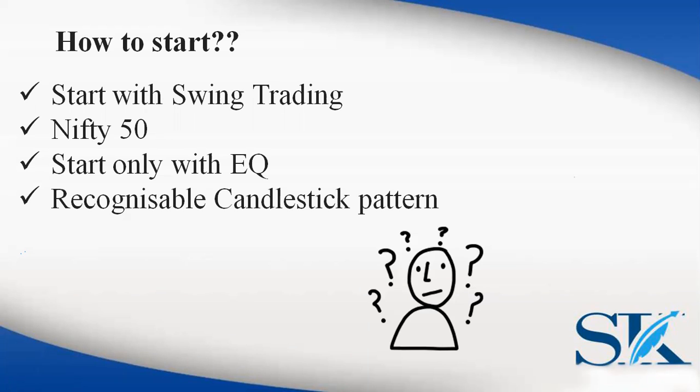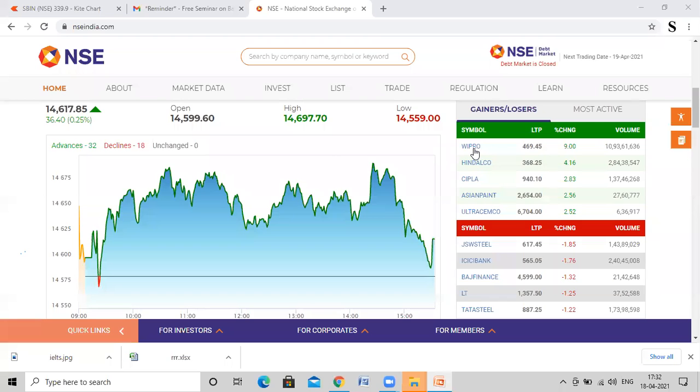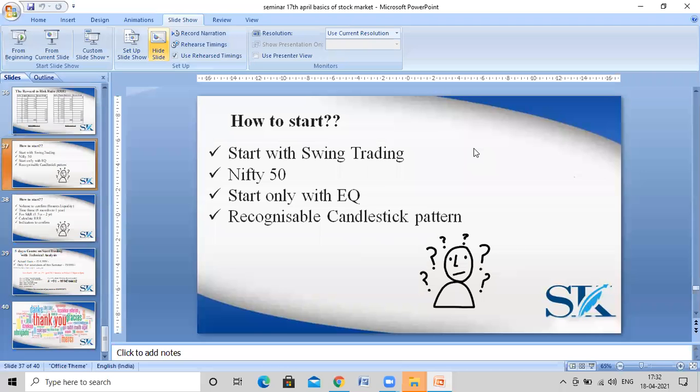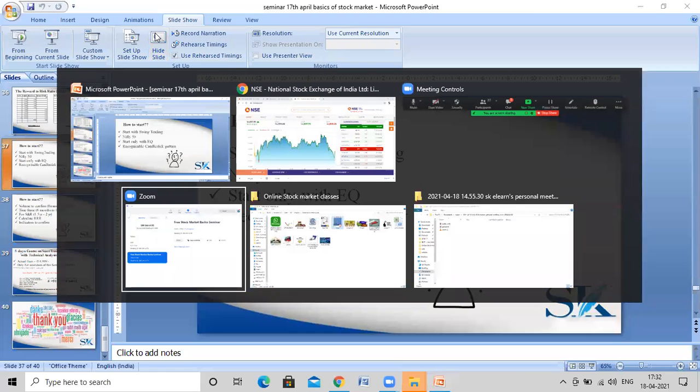Options. Okay, options are basically derivatives. Like I said, these are future contracts. They are basically derived from some existing asset. Let's give you an example.